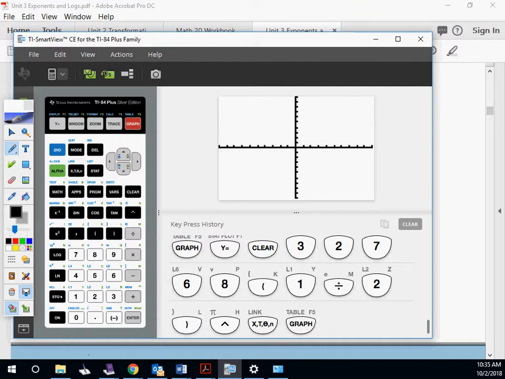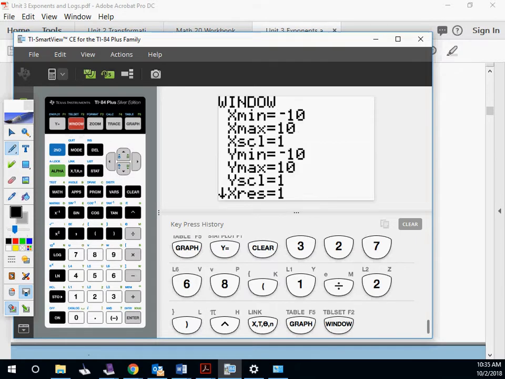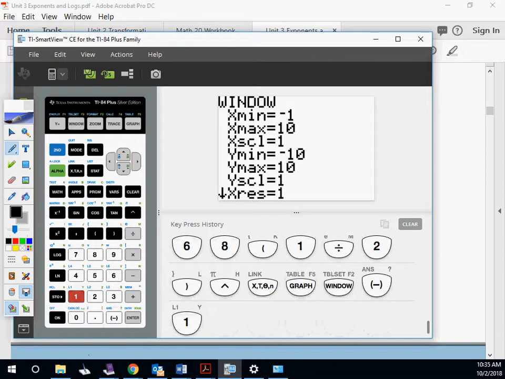I'm going to go change my window. So we're going to change the window to what they have here. So we're going to go to window. They say -1 for min. It says 8 for max. There we go. 1 for scale, so we're good there.